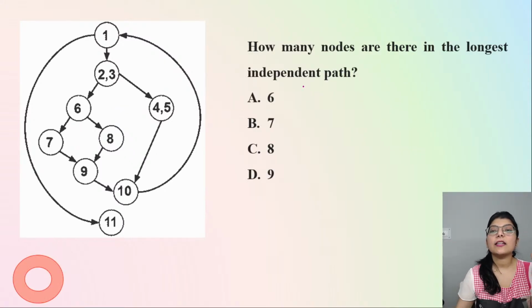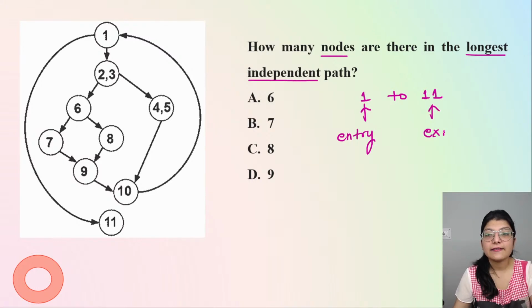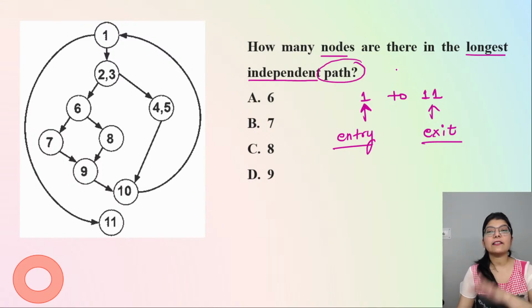Okay. Now they're asking how many nodes are there in the longest independent path. Just now we have discussed what an independent path is. Basically, they're asking what is the longest path from 1 to 11. Why 1 to 11? Because 1 is your entry node, as they have mentioned already, and 11 is your exit node. They have mentioned it in the first question. So the path will exist between these two nodes. Okay. So try to solve this, and the timer starts now.